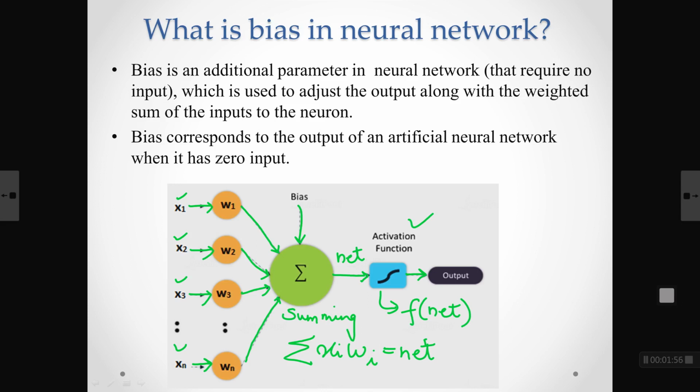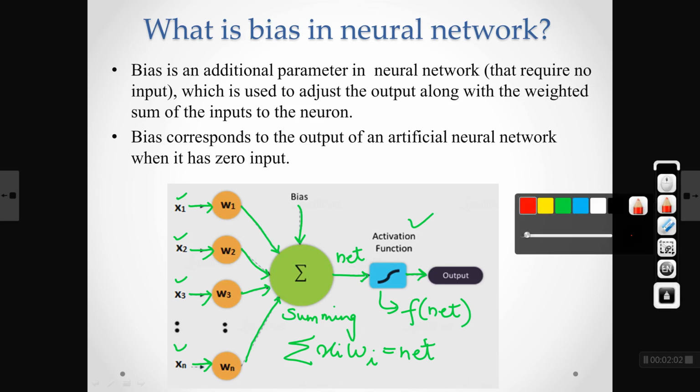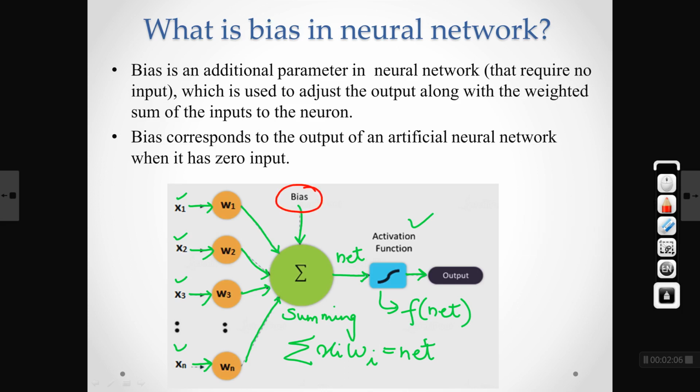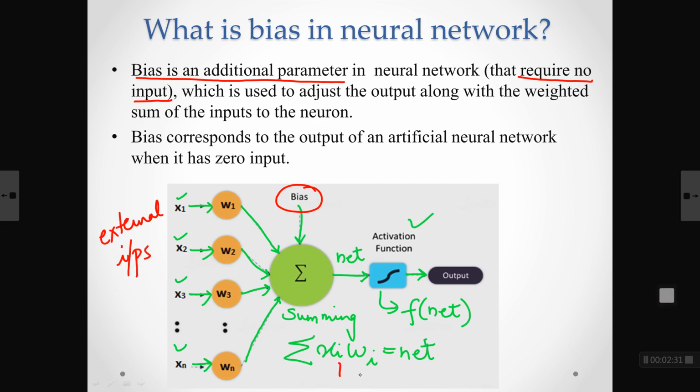So now what is this bias? Besides the inputs which we have considered here, we have some other input, which is called the bias. Bias is an additional parameter used in a neural network that requires no input. So there is no input associated with this bias. These are external inputs, and net, whatever we calculate, is nothing but the sum aggregate of external inputs.